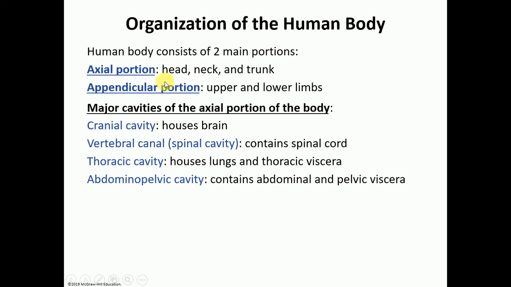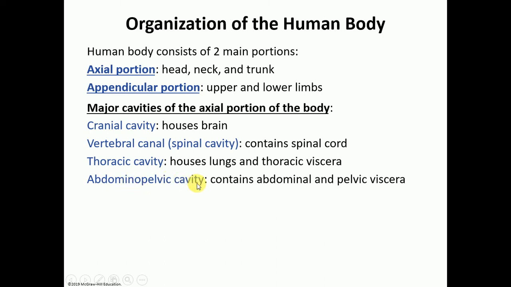Okay, and then we have cavities. The axial portion is where you'll find these cavities. There's a cranial cavity in the head, and that's where the brain is. There is a spinal cavity or a vertebral canal, and that's where the spinal cord is. There's a thoracic cavity in the chest, and you'll find the lungs and the heart in that cavity. And then there is one big cavity known as the abdominopelvic cavity. It's made out of both the abdomen and the pelvis.